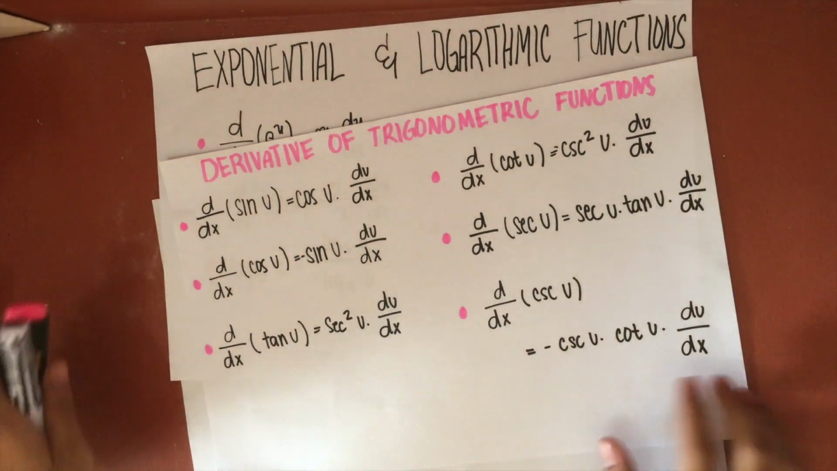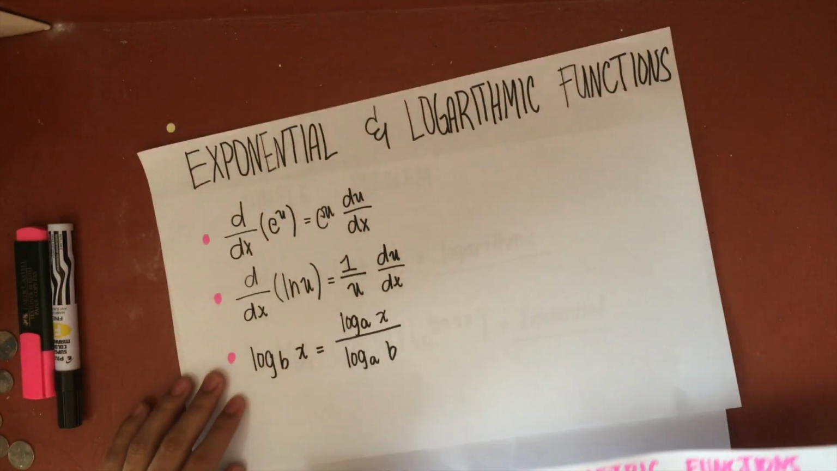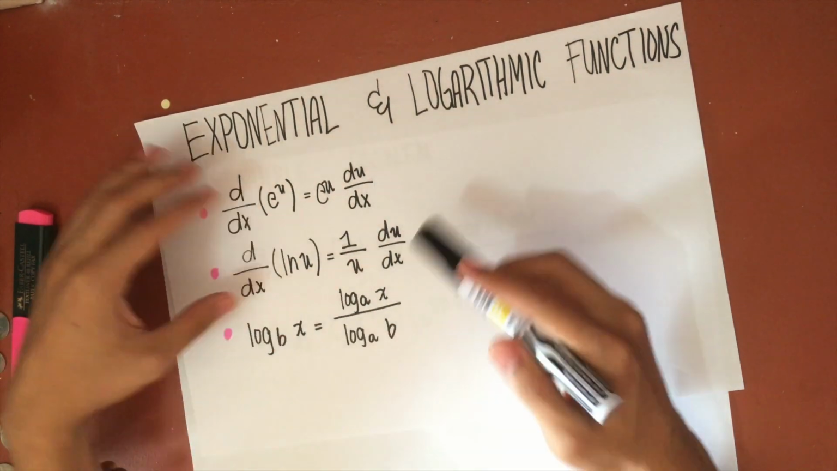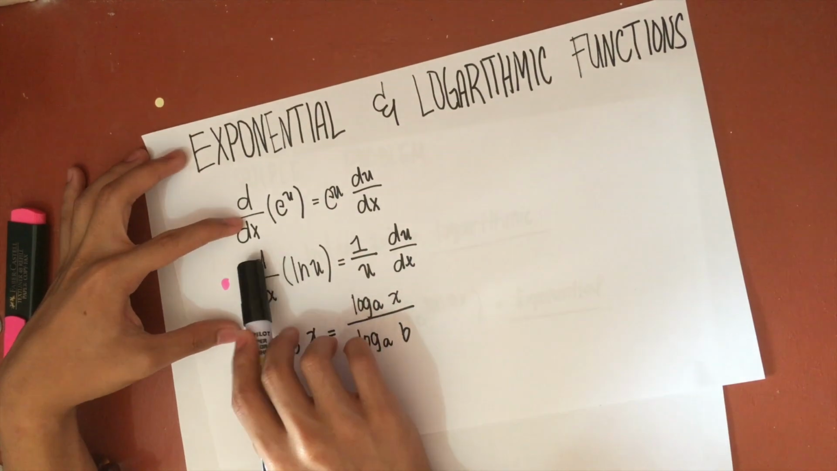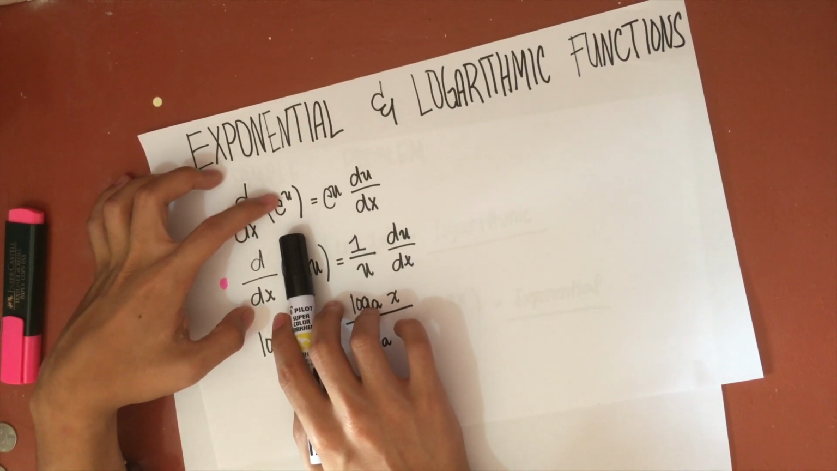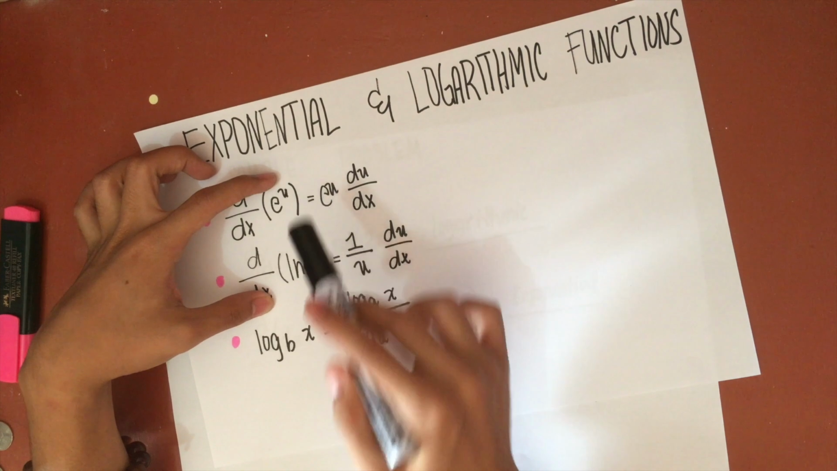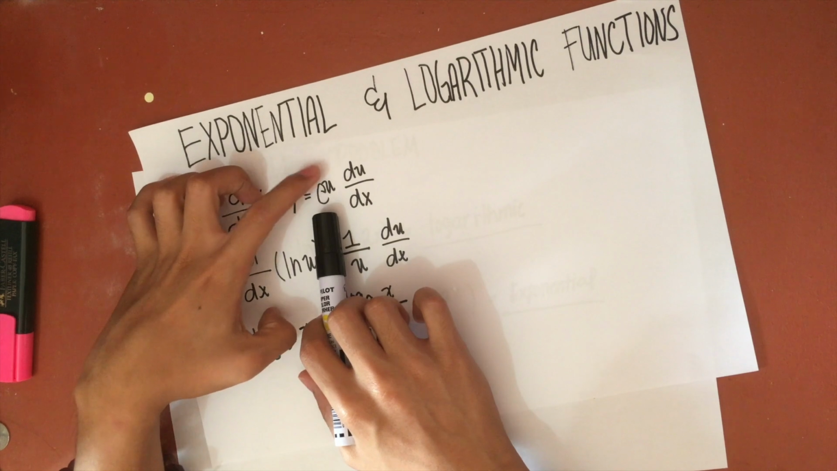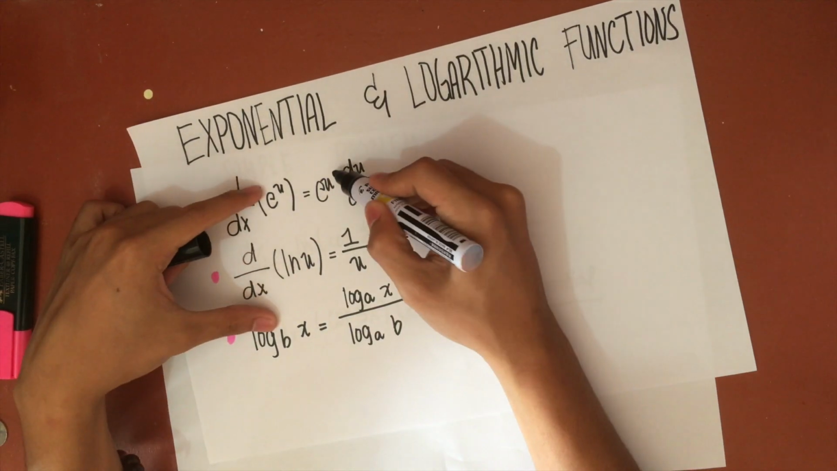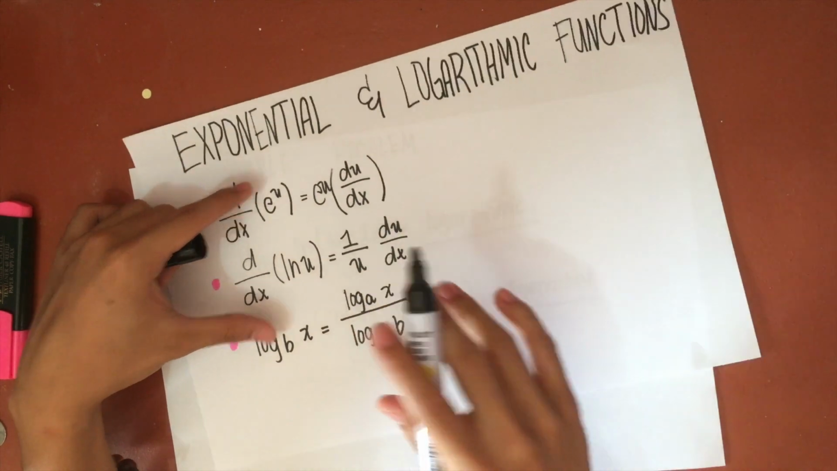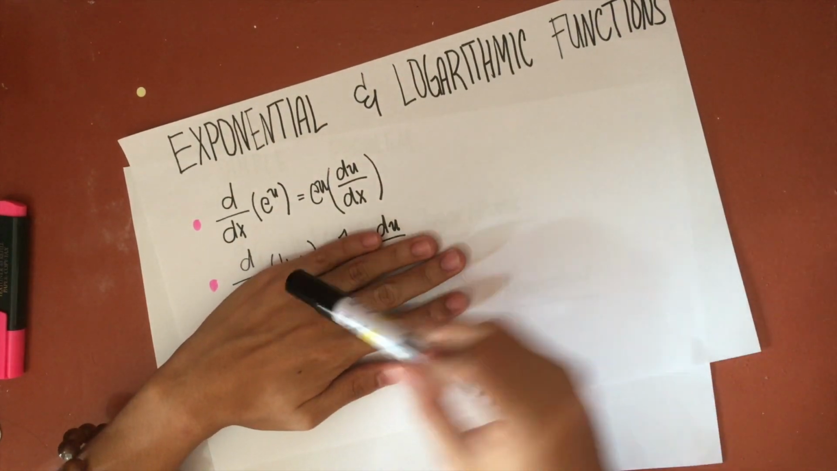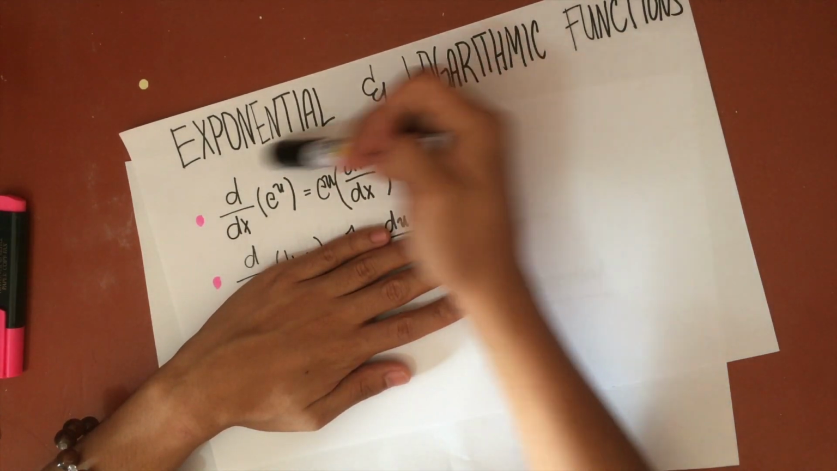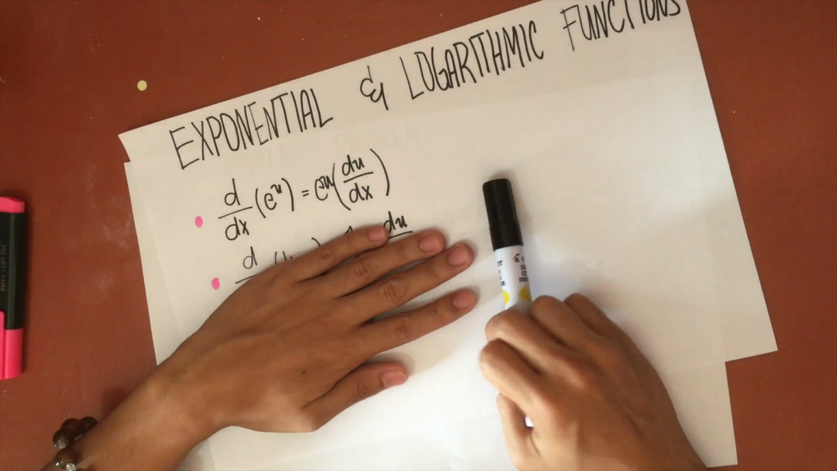Now, as we proceed, I will show you the formulas for exponential and logarithmic functions. d/dx of e to the power of u, where e is Euler's number, equals e to the power of u times du/dx. If you encounter this kind of exponent, you can use this formula as your guide to solve the problem.